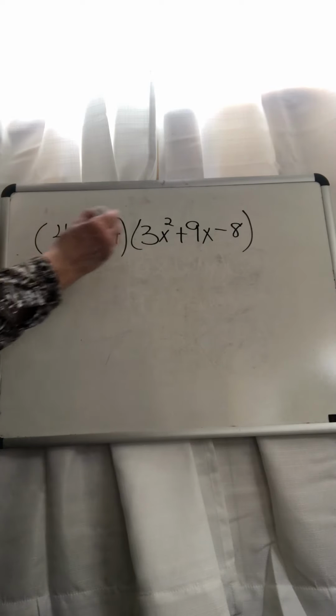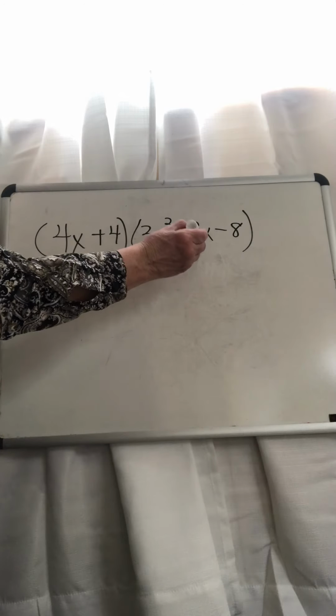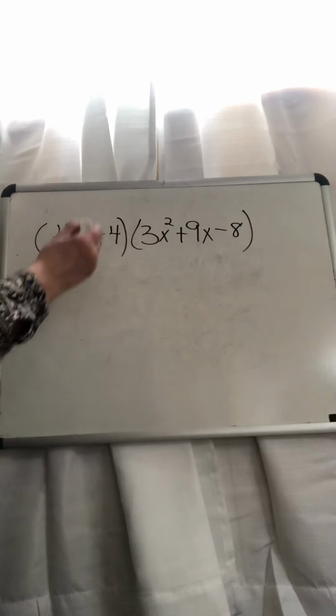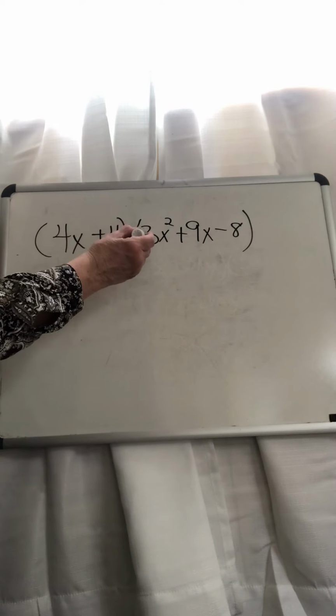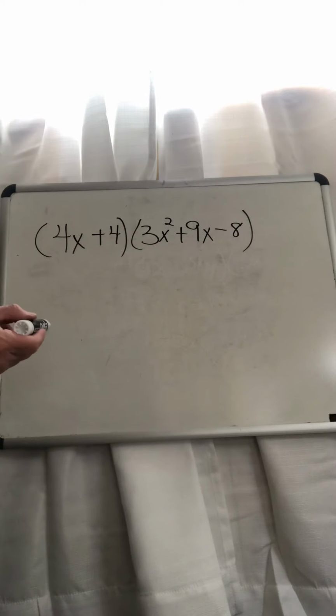So it will be 4x times 3x squared. Then it'll be 4x times 9x. Then it'll be 4x times a negative 8. Then we would multiply the 4 times the 3x squared. Then the 4 times the 9x. And the 4 times the negative 8.